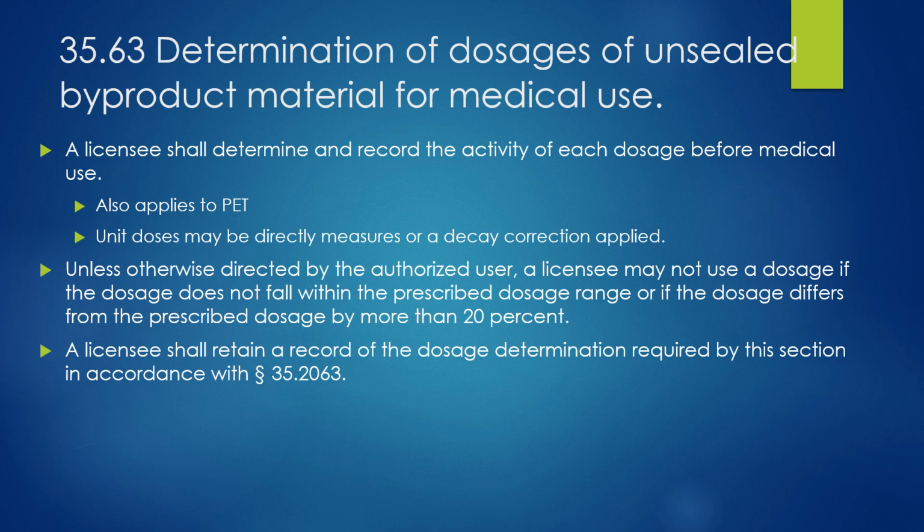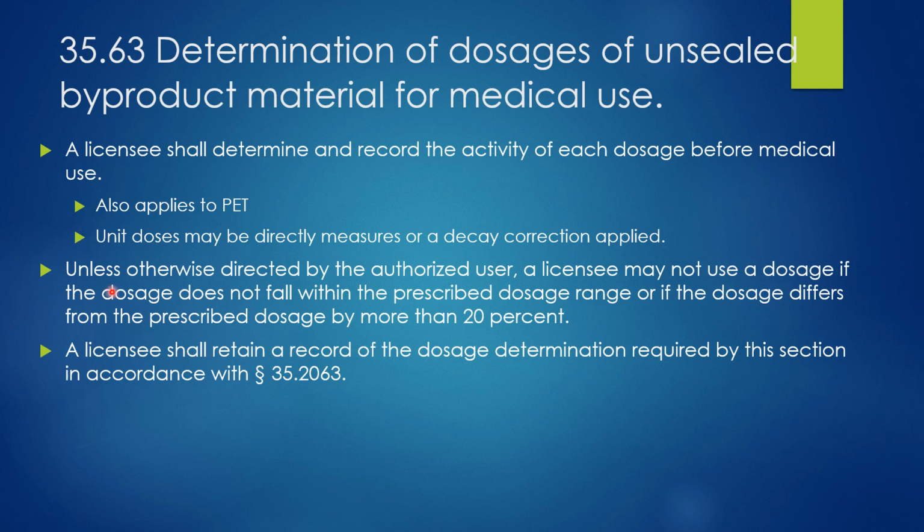Right, 10 CFR 35.63 is the determination of dosages of unsealed byproduct material. A licensee shall determine and record the activity of each dosage before medical use. This also applies to PET. And unit doses may be directly measured or decay correction applied. So if they were assayed at the nuclear pharmacy, that's what this unit dose is referring to, those would still have been assayed at the nuclear pharmacy. And so instead of putting those in a dose calibrator, you can measure them by using the decay correction. Of course, best practice is to use the dose calibrator because the pharmacies can make mistakes sometimes.